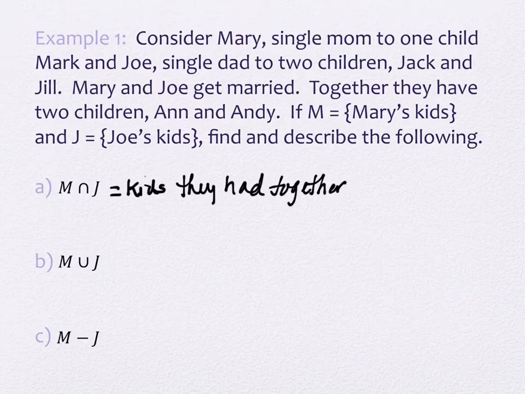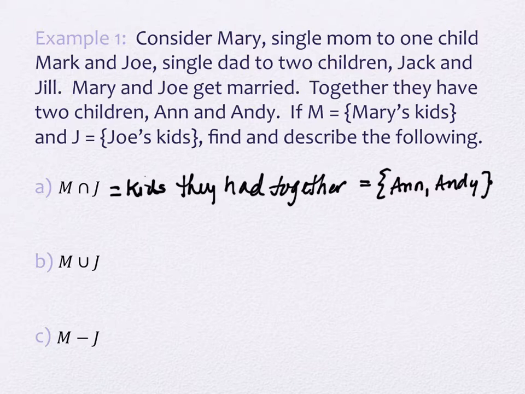And who are those kids in this actual description? It's Anne and Andy. So what would M union J be? All the kids, right? All the kids. I like that. So this is sort of the family picture. Yeah?